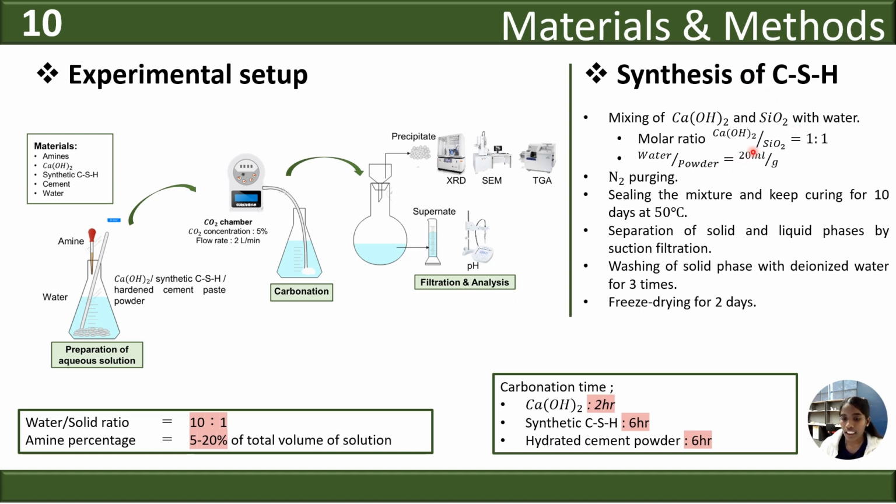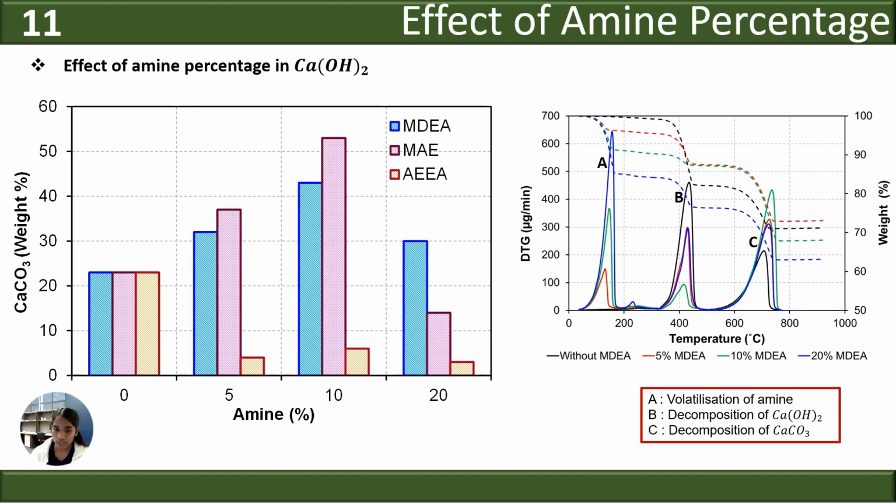And we synthesized the CSH using this approach. I would like to focus your attention on the results. Here we can see that when we increase the amine percentage until 10%, calcite formation is increasing in all the amines. However, after 10%, this calcite formation is decreasing because of the amine loss on the surface of the calcium hydroxide particles, which was confirmed by XPS and TGA results.